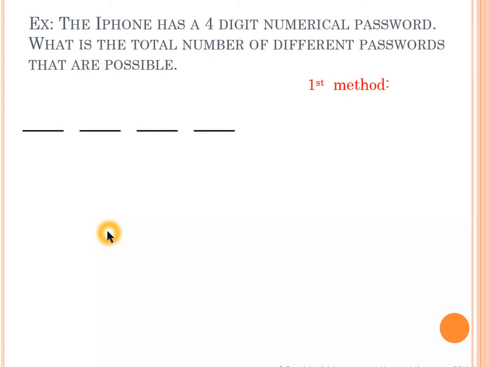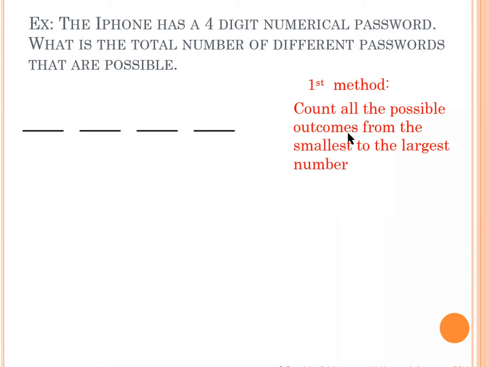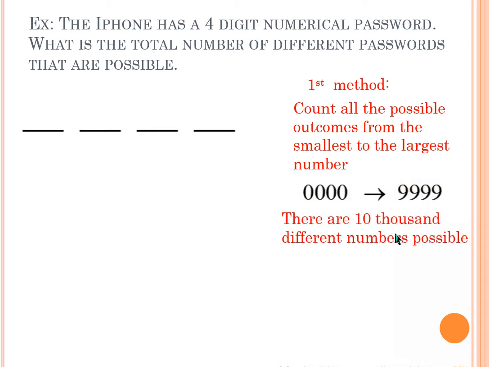The first method is to count all the possible outcomes from the smallest to the largest number. A possible password could be 0000, and the last number you could have is 9999. If you count all the different possibilities between 0000 and 9999, you'll have 10,000 different choices or combinations.